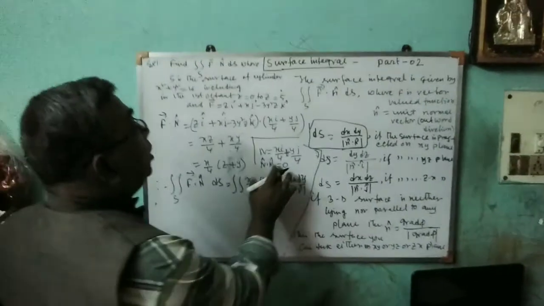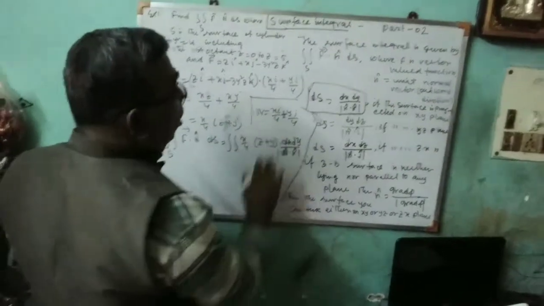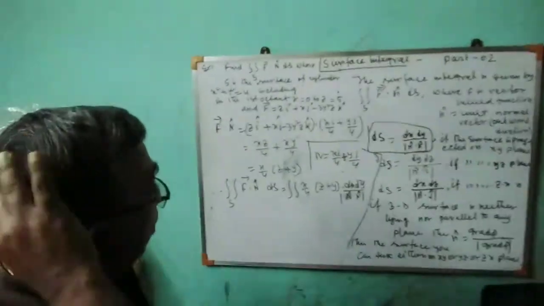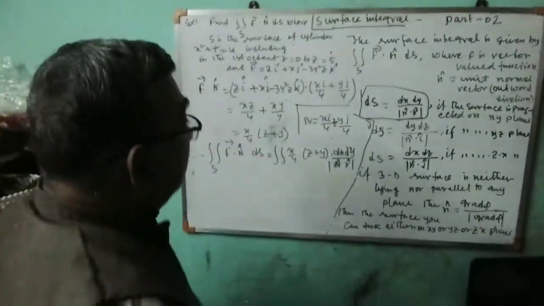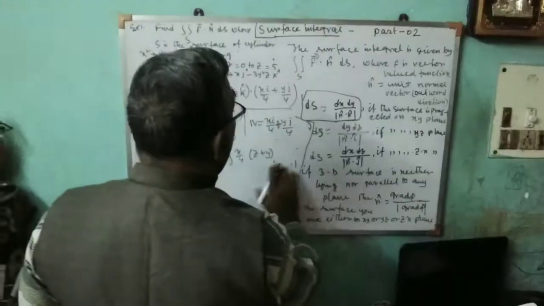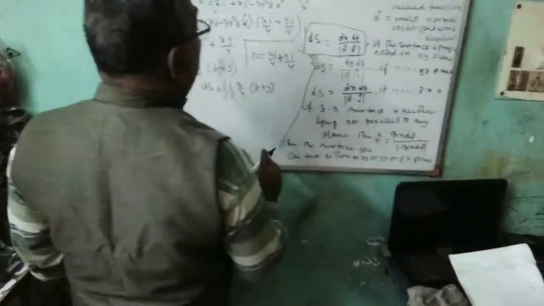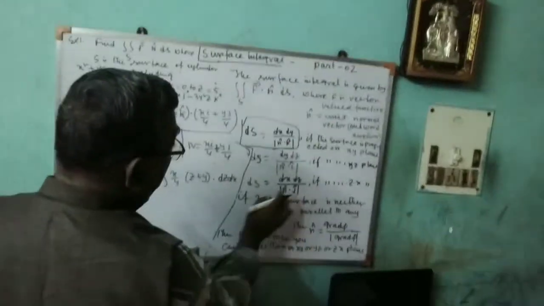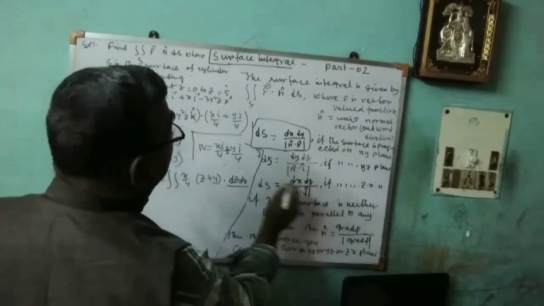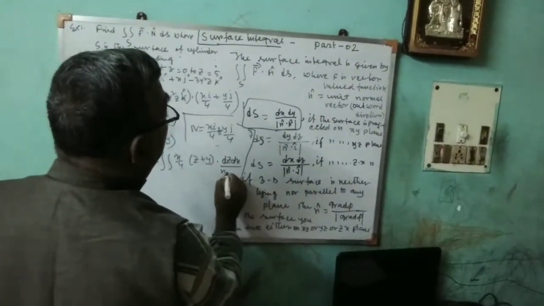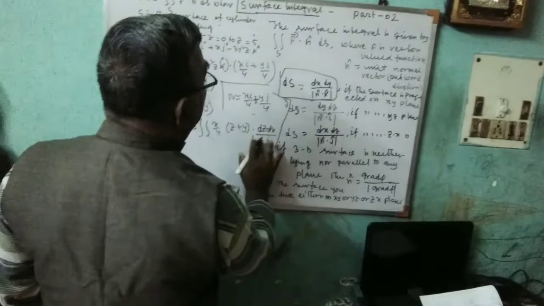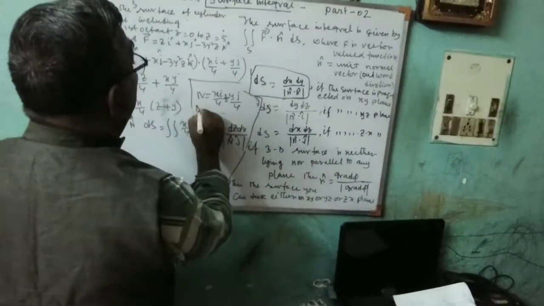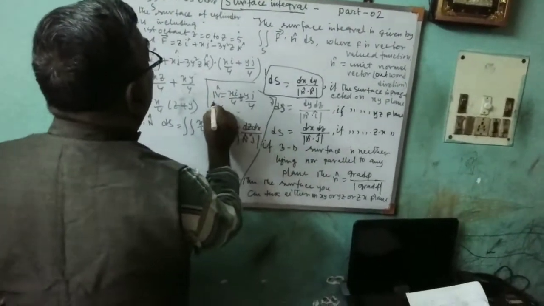Now, if we take the yz plane or the zx plane, say you are taking the zx plane, what will it be? By this formula, it is dz dx by n cap dot j cap. This is n cap dot j cap.